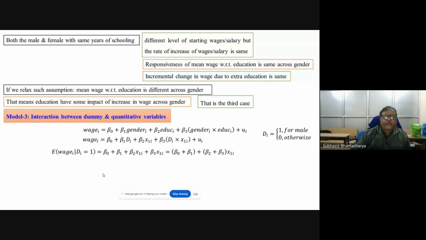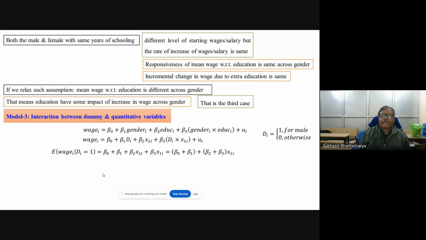So what will be the mean wage for the male category? We know for the male di is equal to 1. So we put all di values equal to 1. Then we get beta 0 plus beta 1 plus beta 2 x1i, and within the bracket, if we put di is equal to 1, it becomes beta 3 x1i. So, in the form of intercept and slope, we write the equation as beta 0 plus beta 1 as the intercept and beta 2 plus beta 3 as the slope.